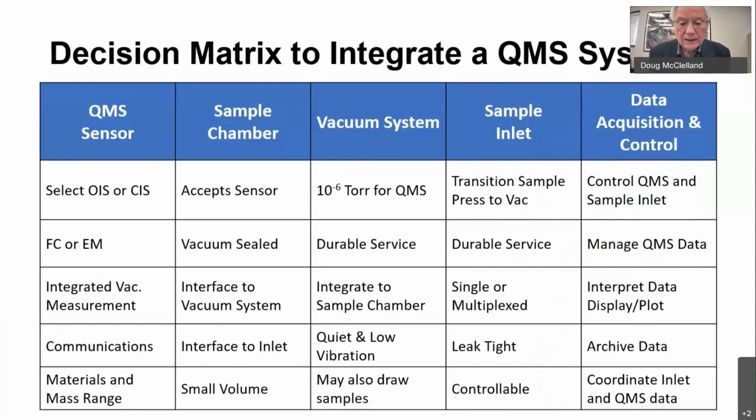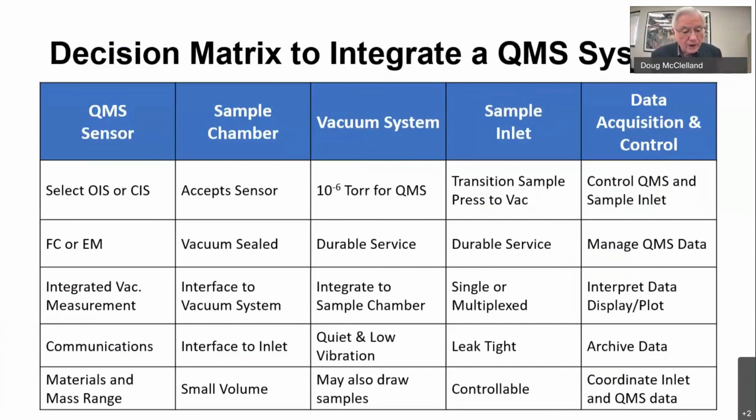So if you're going to buy a mass spectrometer and install it to monitor your process, what do you need to consider? Well, we have here a decision matrix that covers by column different things that you need to consider. For example, in the quadrupole sensor, which one should I get? The OIS and save a little cost, or a CIS and get better data? Do you want an FC detector, which is just measuring the raw ion current? Or do you need an electron multiplier to look for low-level values?